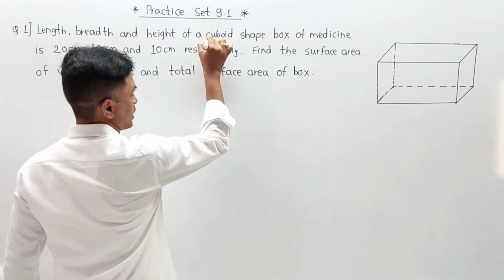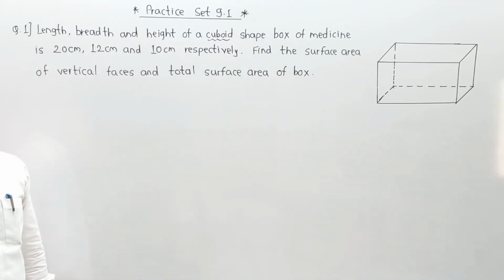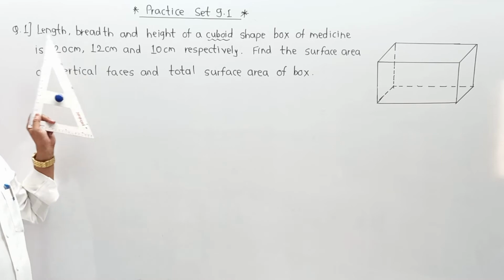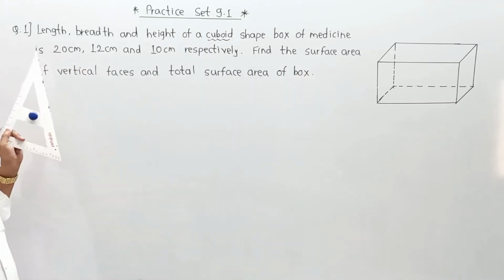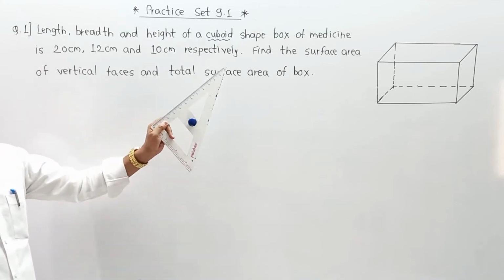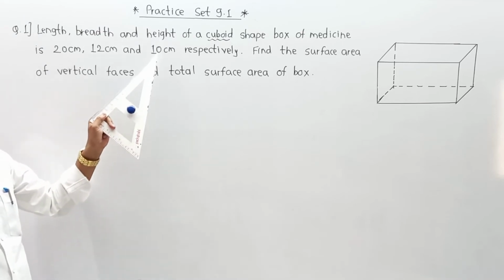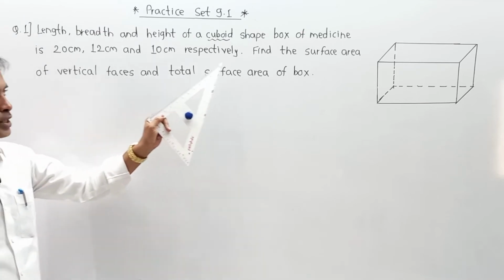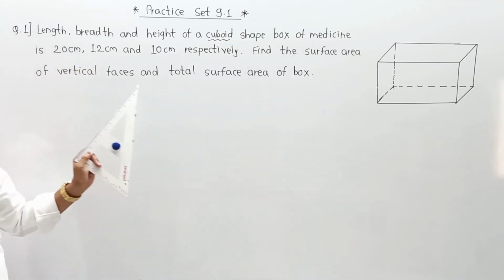First of all, remember the word is cuboid shape, which means length, breadth, height, three components will be there. Length, breadth, height of a cuboid shaped box of medicine is 20 centimeter, 12 centimeter and 10 centimeter respectively. Means length is 20, breadth is 12 and height is 10 centimeter respectively. Find the surface area of vertical faces.